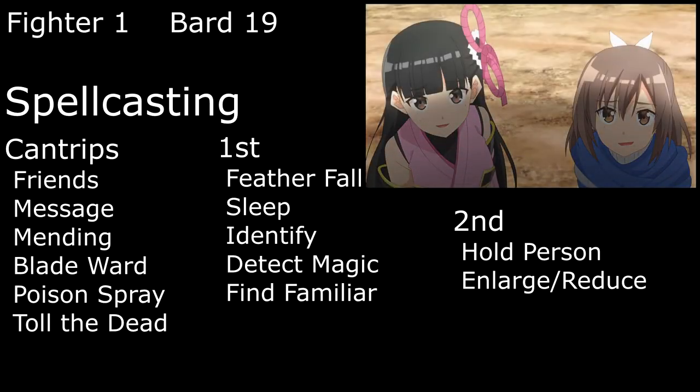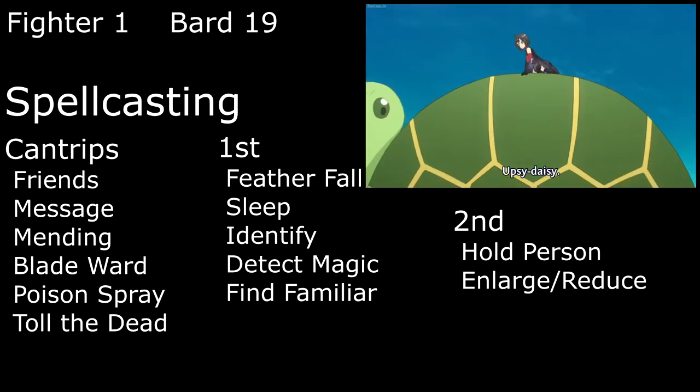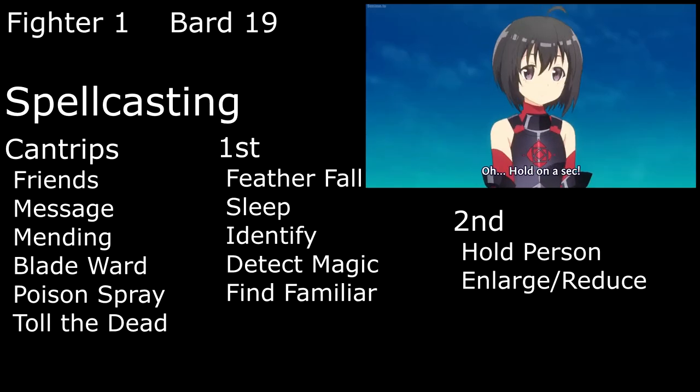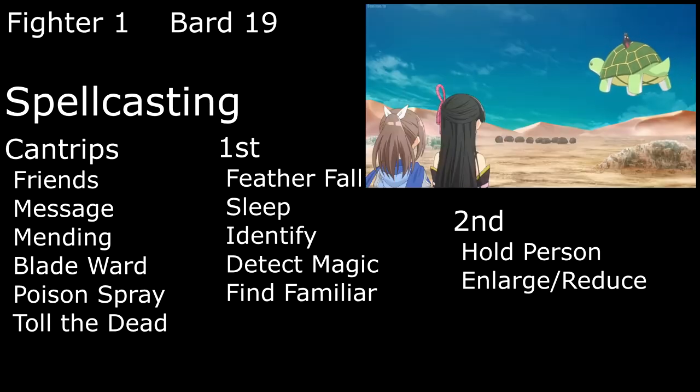We'll also pick up Enlarge Reduce to represent Seraph's Megamorph. But unfortunately, since Enlarge Reduce can't make Syrup big enough to ride with one cast, and both it and Telekinesis require our concentration so we can't stack them, we won't be able to truly get the Flying Turtle Fortress.